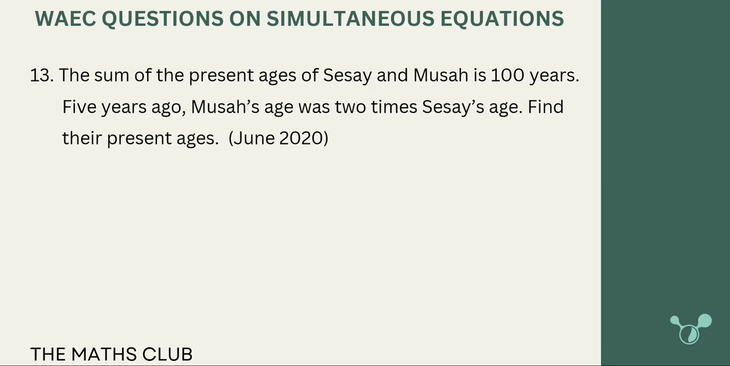Great. Number 13 says that the sum of the present ages of Sese and Musa is 100 years. 5 years ago, Musa's age was 2 times Sese's age. Find the present ages. I want you to pause the video and try this out yourself. Welcome back. Let's solve it together.